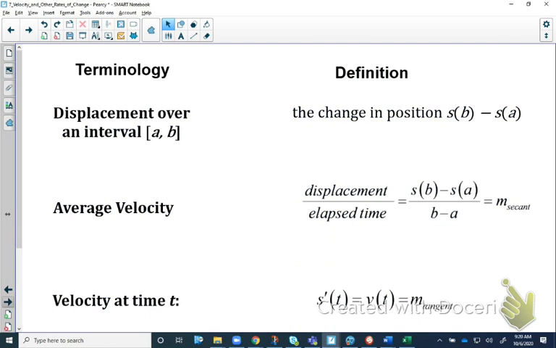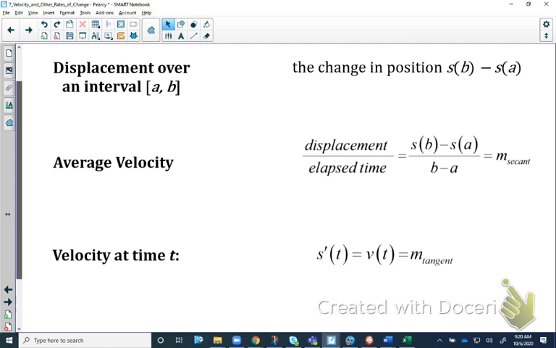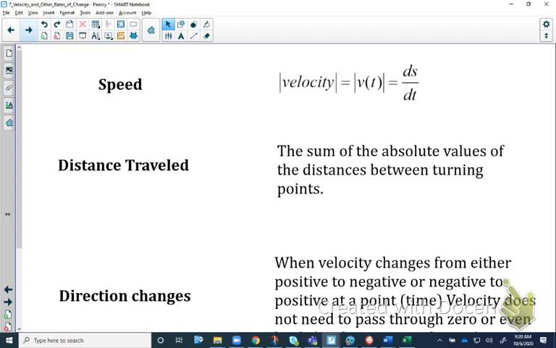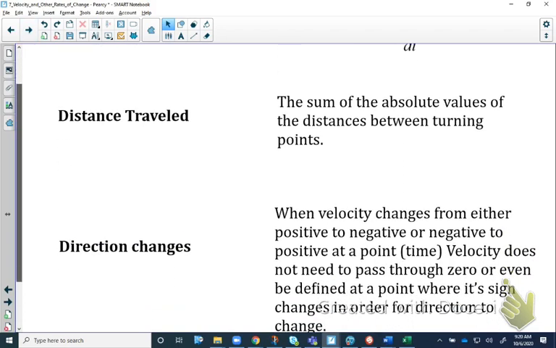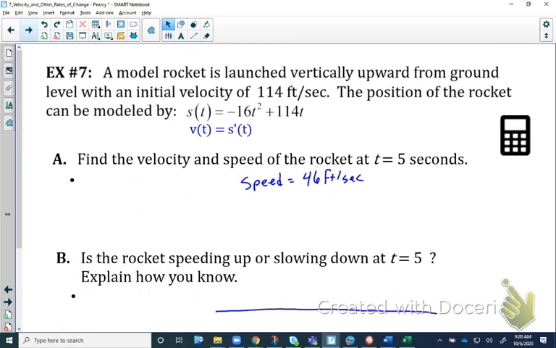Here, these are just vocabulary terms that we're going to be talking about: the displacement, average velocities, velocity at a specific time, speed, the absolute value of velocity, overall distance traveled, and how you identify when directions change. And you all have this in your notes. You can read it at your leisure. And now I think we're nearly getting to the end. I think we have a couple more examples here.